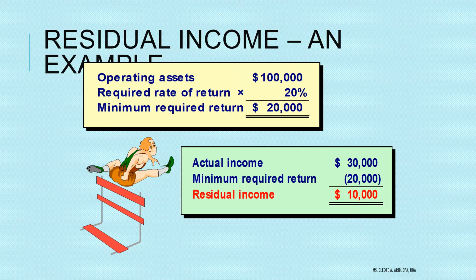Ayan. Makita natin, may tao dito sa slide, may parang hurdle. So, the hurdle is your minimum required rate of return. So, for as long as you jump over that hurdle, you will give me a residual income, a positive residual income.